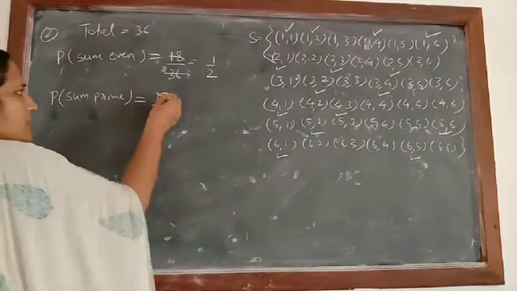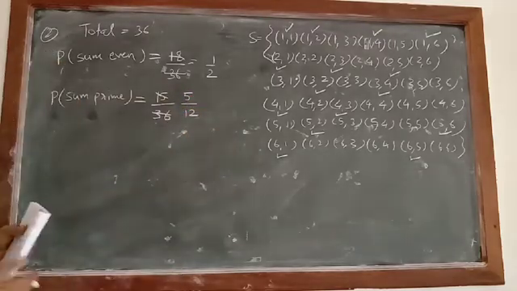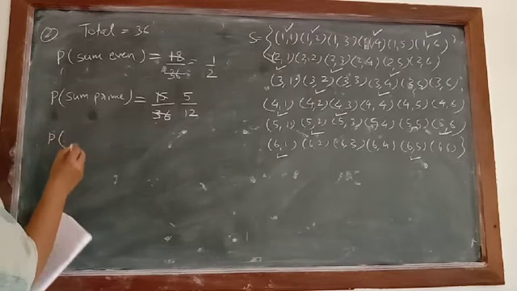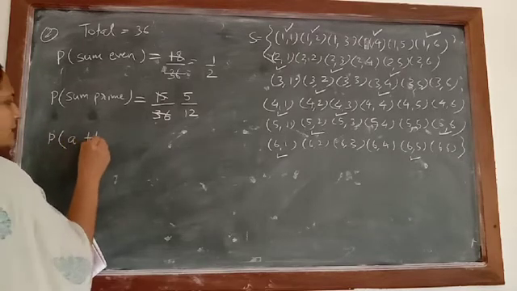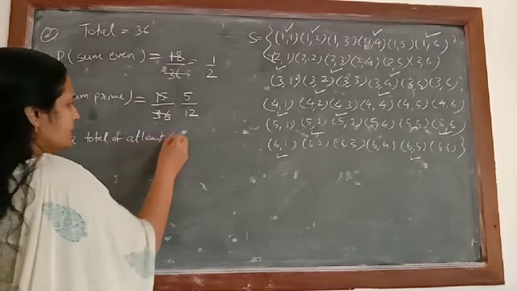15 by 36, we can cancel. 3 5s are 15, so it will be equal to 5 by 12. Then the third case is the probability of a total of at least 10.